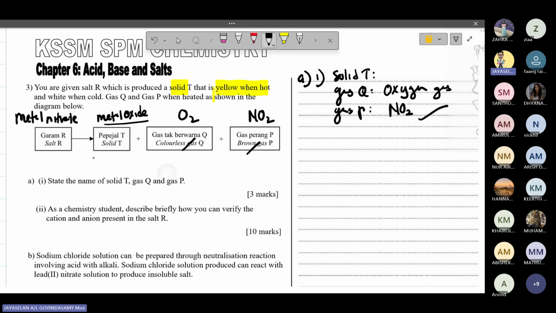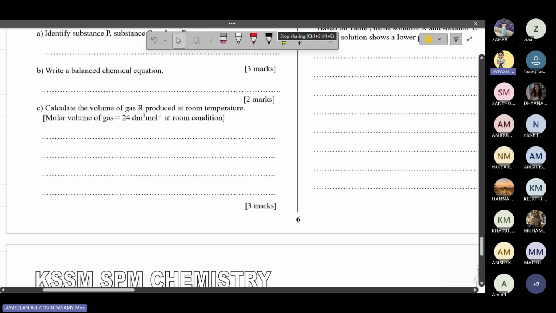Okay, so you write here. When hot, what color? Yellow. Okay, when cold, it turns white. Okay, when cold, this yellow, it turns white. So what is this? Metal oxide. Which metal oxide?